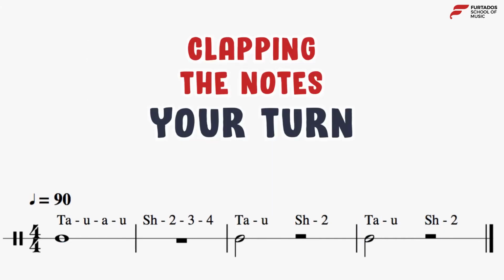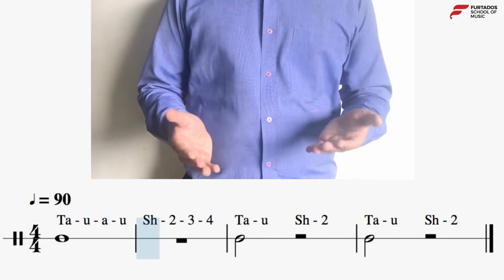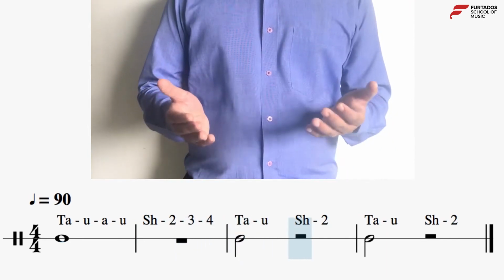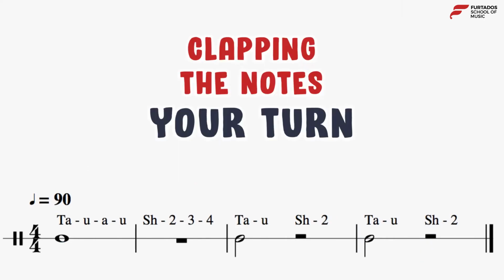Your turn now. And ready, steady, clap and say. Ta, ooh, ah, ooh, shh, two, three, four. Ta, ooh, shh, two. And let's do this one last time. Ready, steady, clap and say.